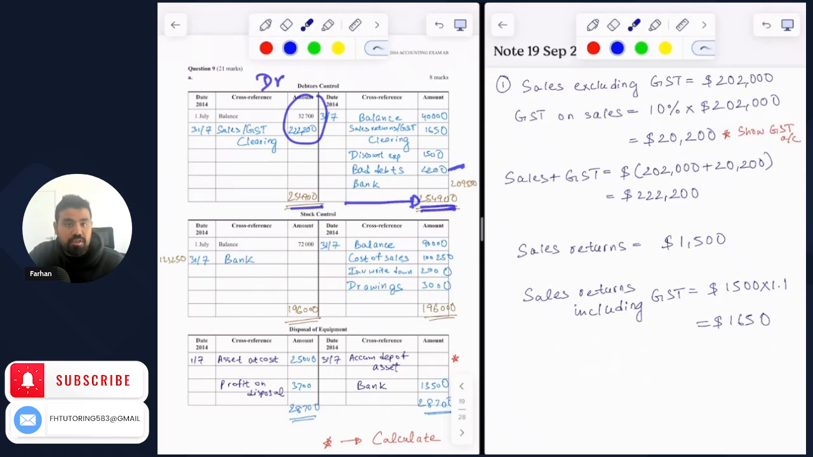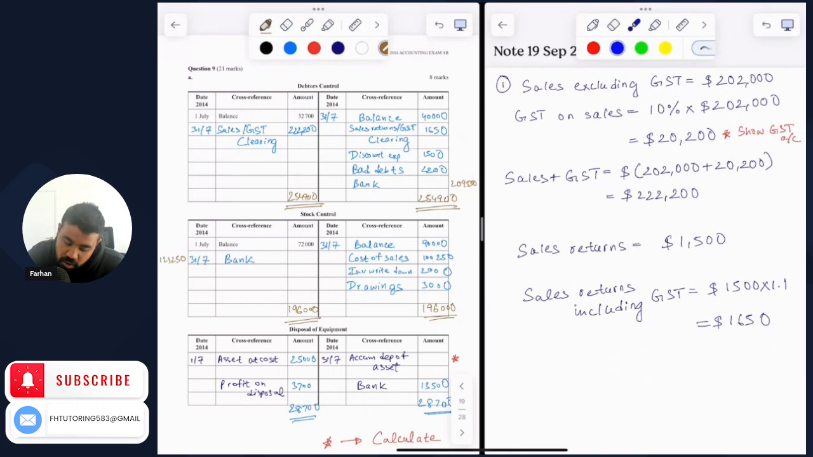So once you have $254,900 as the total balance of everything on the credit side, then you can basically subtract the bad debts, the discount expense, the sales returns, including GST, and the closing balance. And the amount that you will get as the missing figure is $209,550. All right, so this number here refers to the cash that we expect to receive from our accounts receivable or customers in the month of July 2014.